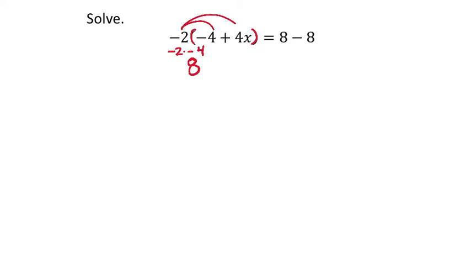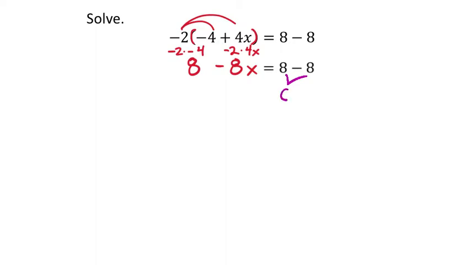And then I'll distribute the -2 to the 4x. So again, that's -2 groups of 4x's, -2 times 4x, which is -8x. So that's all the distribution we see. And I think some of you may have done this step already, but on the right side of the equal sign, we had 8 minus 8, and those are like terms that can be combined.